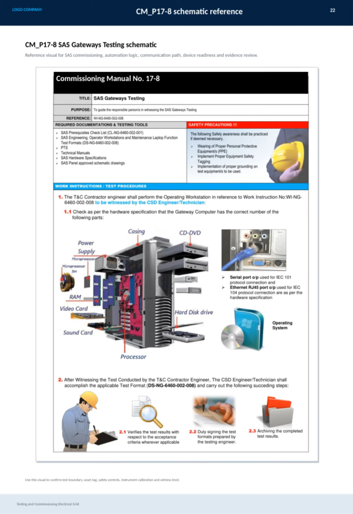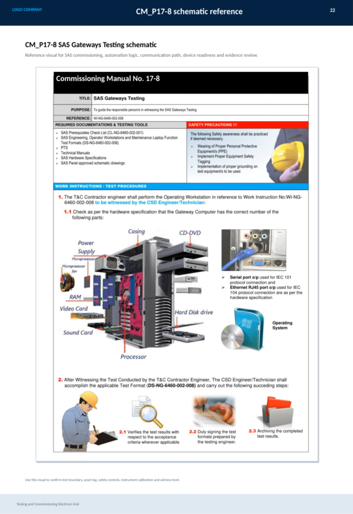On this slide, we focus on the CM_P17-8 schematic reference, which is central to testing and commissioning the electrical grid. This visual outlines the SAS Gateway's testing schematic, providing a clear guide for commissioning by showing automation logic, communication paths, device readiness, and evidence review.